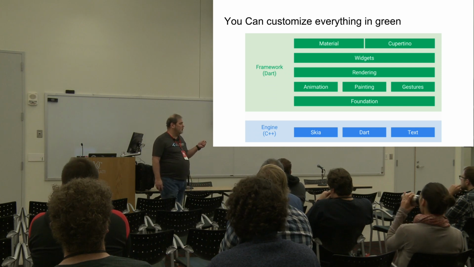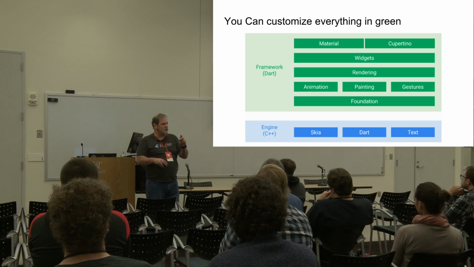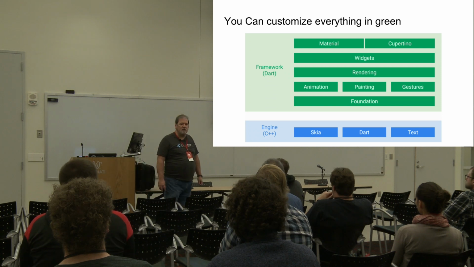Another thing to do, if you don't want to fork the whole repo, is look at a widget that is close to what you want, control-click it, go to its actual file, copy it, make a new file, rename it to your own class, and start playing with it. Any of these layers, you can do that. So it gives you a level of control you don't have in a lot of other places.